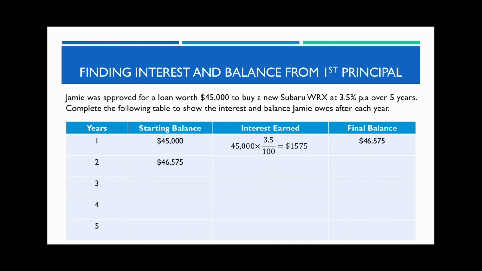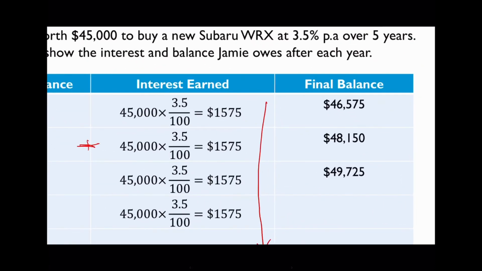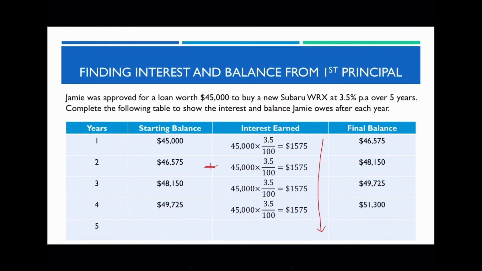Remember, this column over here should be the same thing because it's simple interest. The amount of interest you earn every single year is the same. So that's going to be the same. Therefore, to find out my final balance, just add these two values together and pretty much do the exact same thing for the other cells in this table. And this is the answer that you should arrive at.